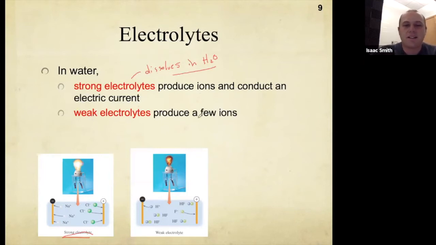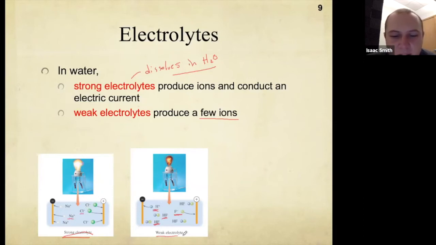Weak electrolytes produce only a few ions. So you can see how this light bulb is a lot dimmer. Okay, so things like hydrofluoric acid, or HF, are going to be weak electrolytes. They're not going to completely dissolve in water. You can see how there's some HF that are still together and some that actually split up into hydrogen and fluorine ions, compared to this one on the left where all the sodium chloride splits up into ions.